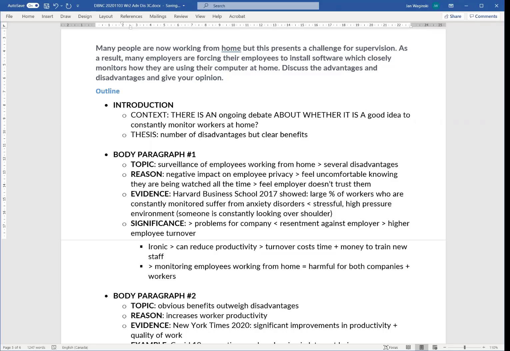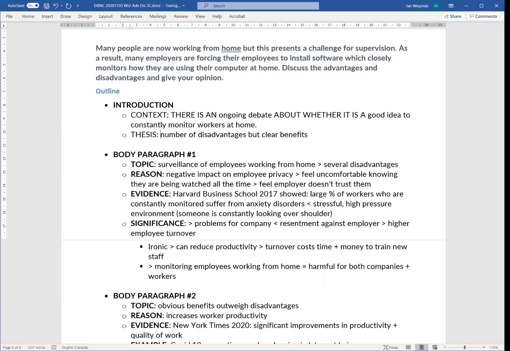Not too fast, because I'm going to try and type as you're speaking. Okay. Don't forget, there's an ongoing debate about whether it is a good idea to monitor employees at home. Good. Okay. Next one.